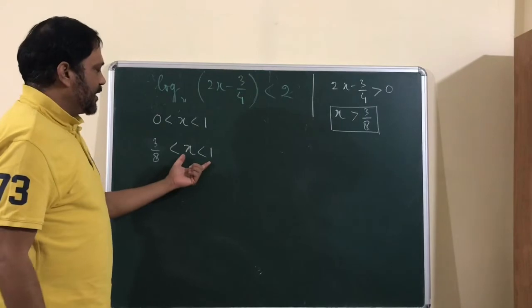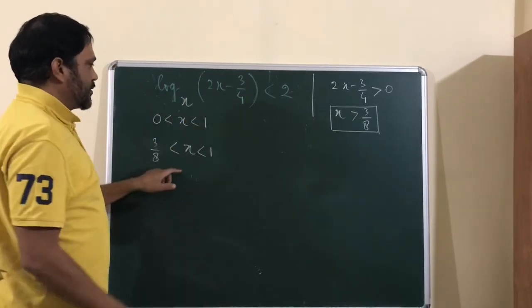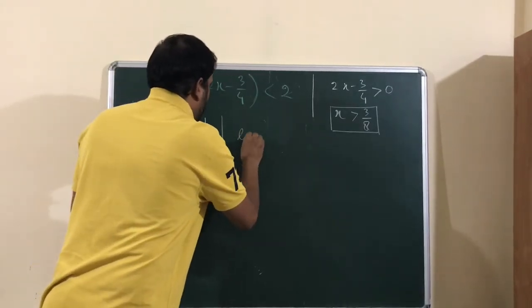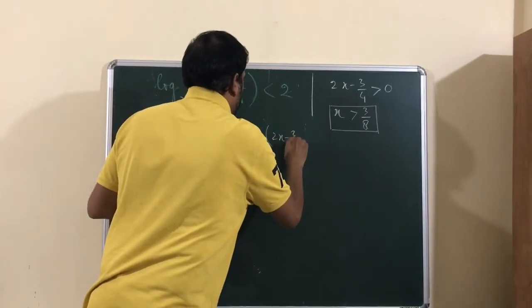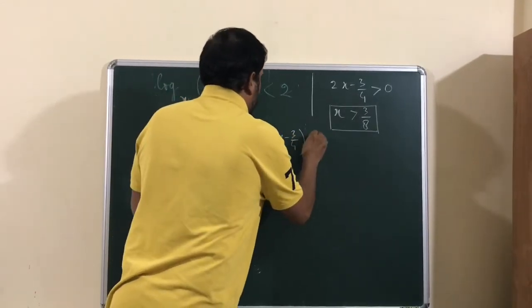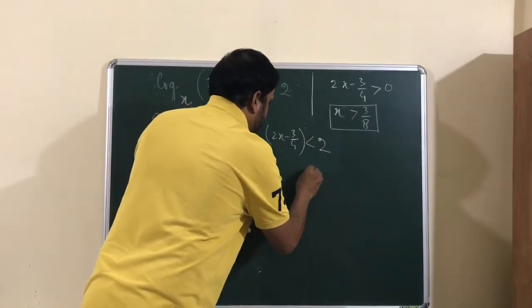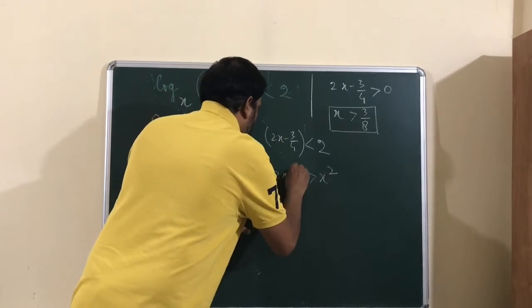So we see the base here, we are keeping less than 1. So the sign of inequality, if I find it, so log base x of (2x minus 3/4) is less than 2. So the sign of inequality will change and it will get greater than x square, 2x minus 3/4.